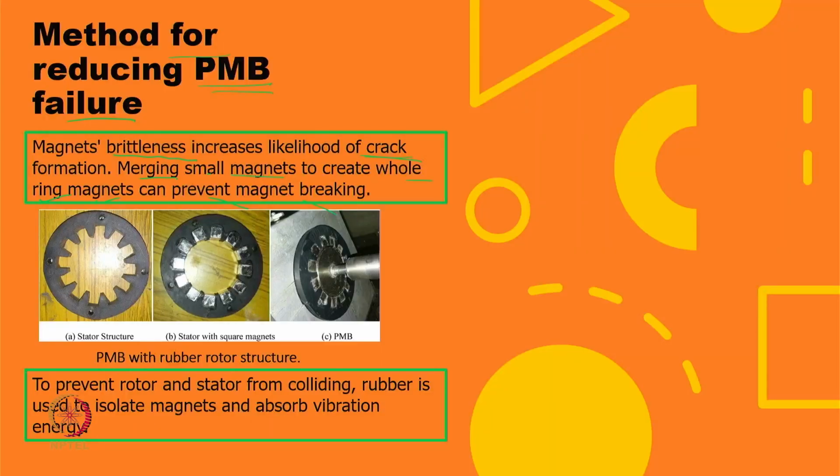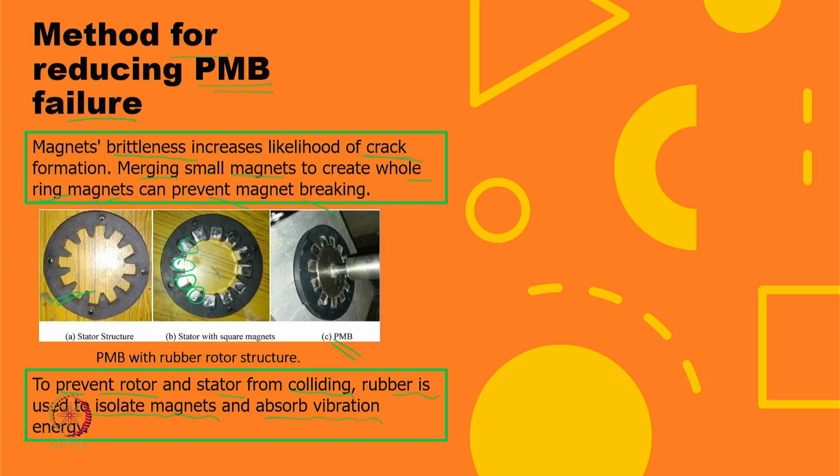Now, you can see here these are the square magnets which were purchased. They are very cheap, and these magnets were embedded into the rubber housing, and those housings were kept in a permanent overall setup. To prevent the rotor and stator from colliding with each other, rubber is used to isolate the magnets and absorb the vibration. Now, if the rotor moves near the stator, because there is rubber on the back side, it can really isolate or move a little bit backward, the way a foil bearing works.